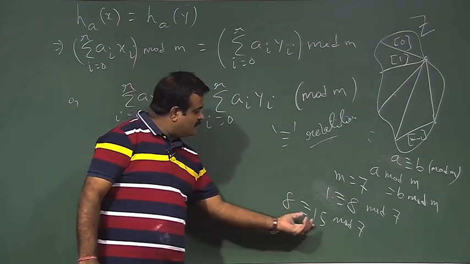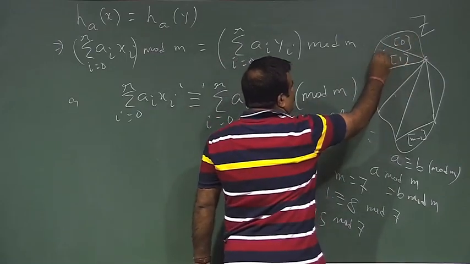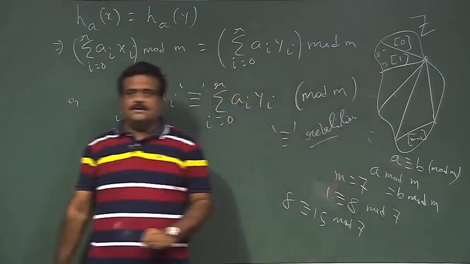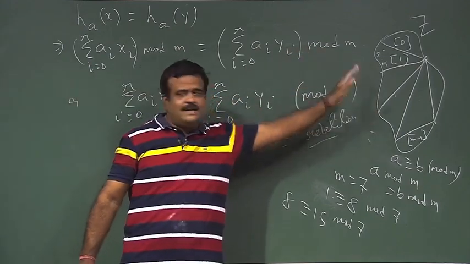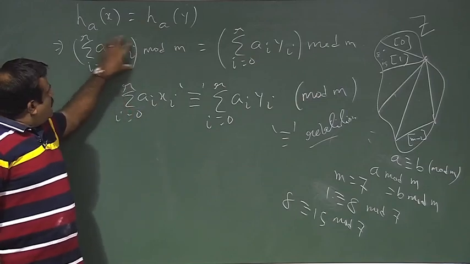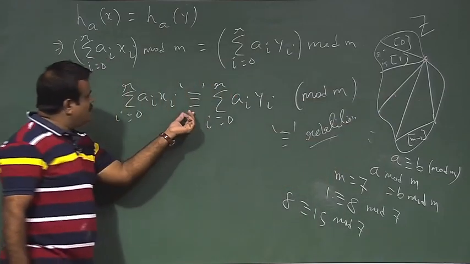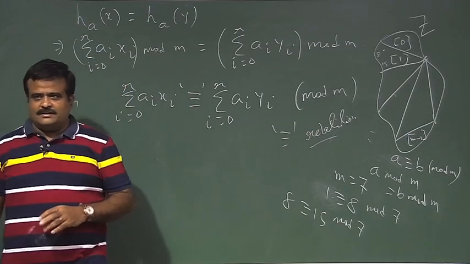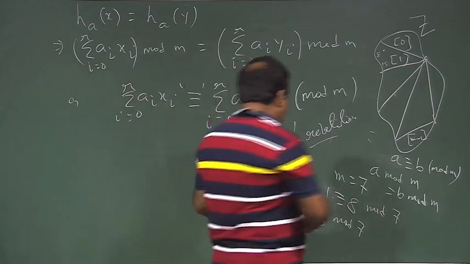So 8 and 15 will be in the same class. If m is 7, 8 and 15 will be sitting here. So these are the equivalence classes, and this relation is an equivalence relation, and it will form a partition on this set. Since they are equal under mod, they are in the same class, that means they are related by this relation. This is called the congruence relation, congruence modulo m.